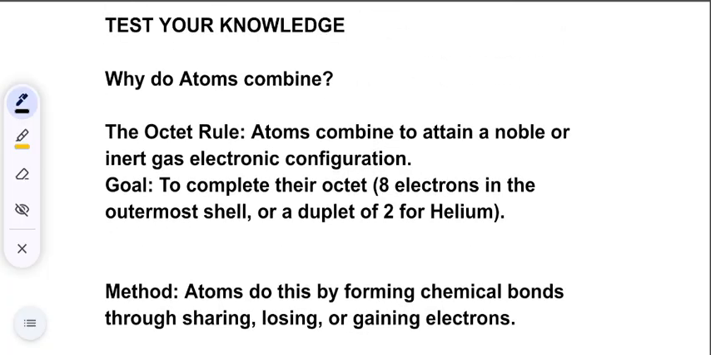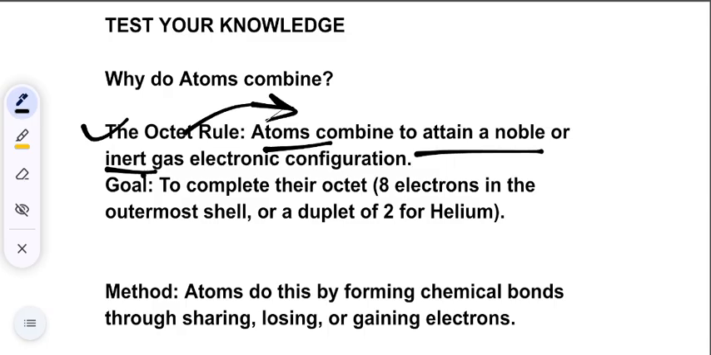Why do atoms combine? First one is the octet rule. What does it state? Let's see. It states that atoms combine to attain a noble or inert gas electronic configuration. See, it is not that tough. It simply means the arrangement of electrons. With that it also describes their position.